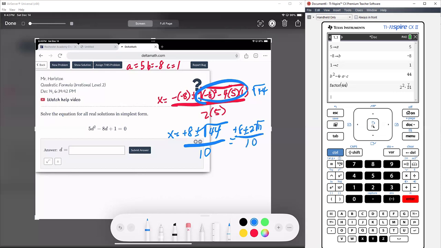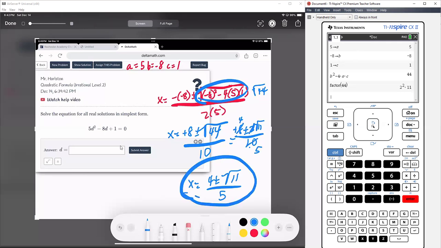Now we're almost done. Because the 8, the 2, and the 10 all have a factor of 2, we can factor 2 out. So our final answer is going to be 4 plus or minus the square root of 11 over 5. So I just took 2 out of here, took 2 out of here, and took 2 out of here. So here is our answer, and let me go enter that.